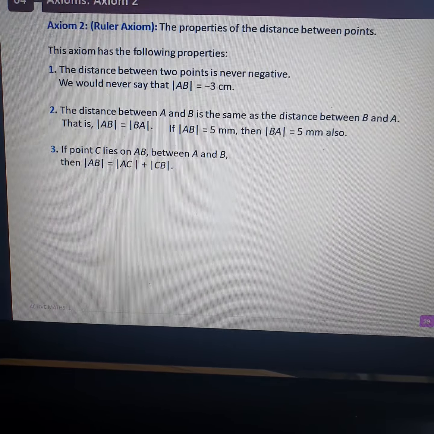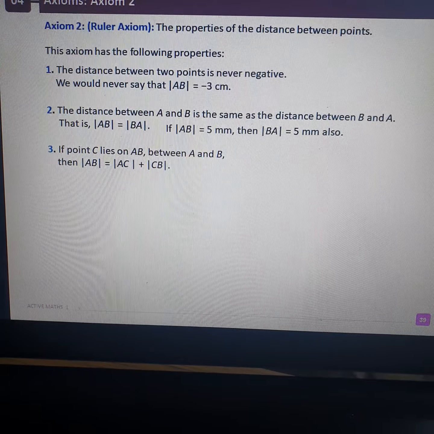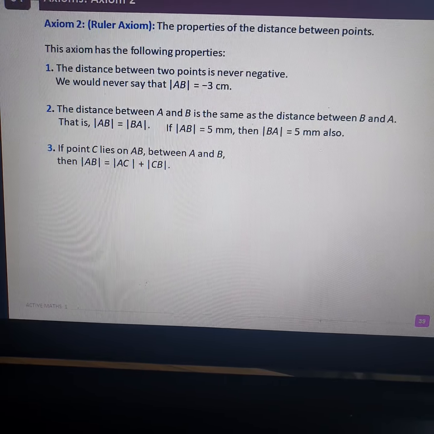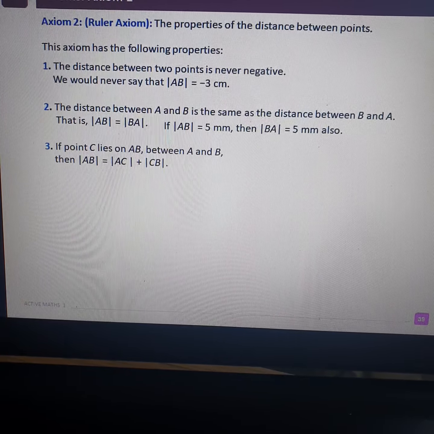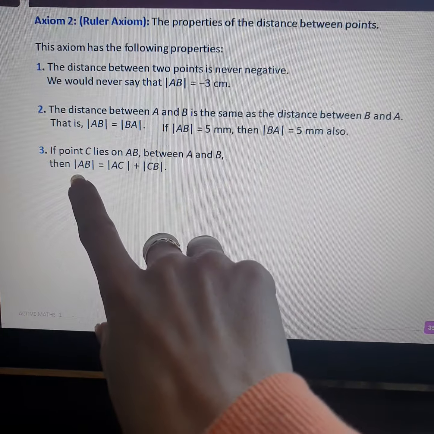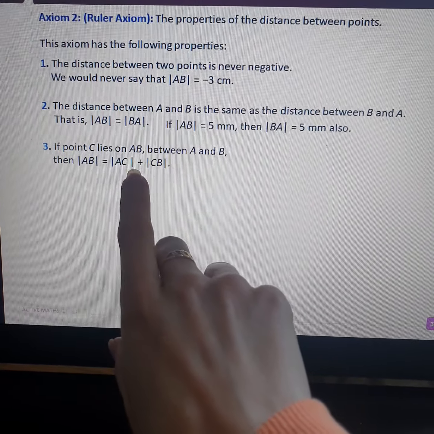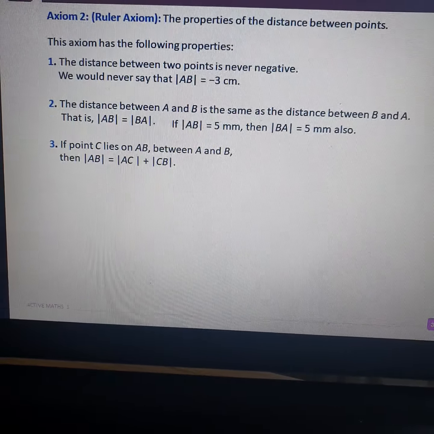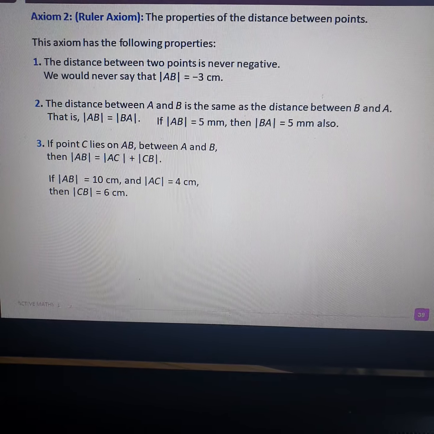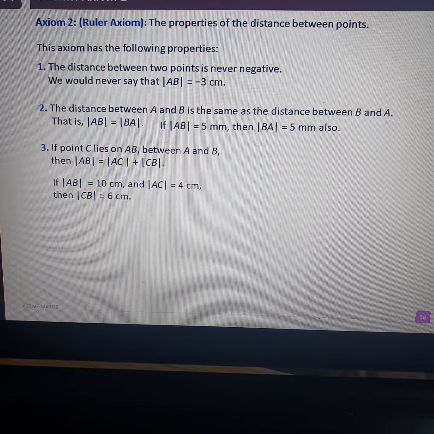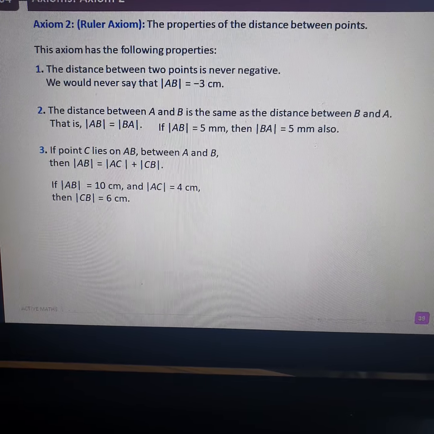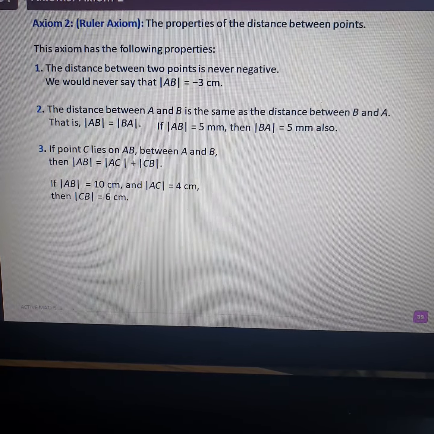Then part 3, sorry. If point C lies on AB between A and B, then we can say that AB is equal to AC plus CB. So the whole length AB would be equal to the length from A to C plus the length from C to B. Say for example AB was equal to 10 centimeters and AC was equal to 4 centimeters. Then CB is going to be 6 centimeters, isn't it?